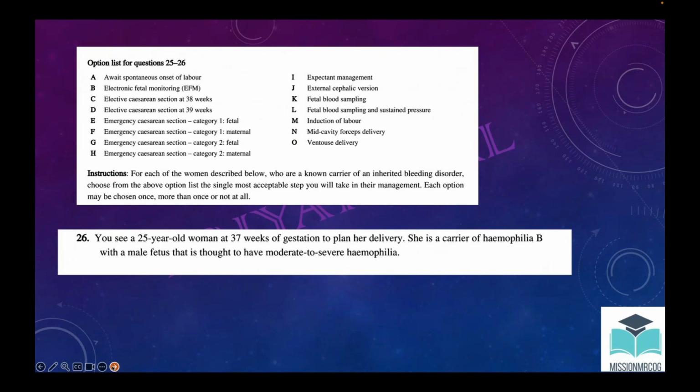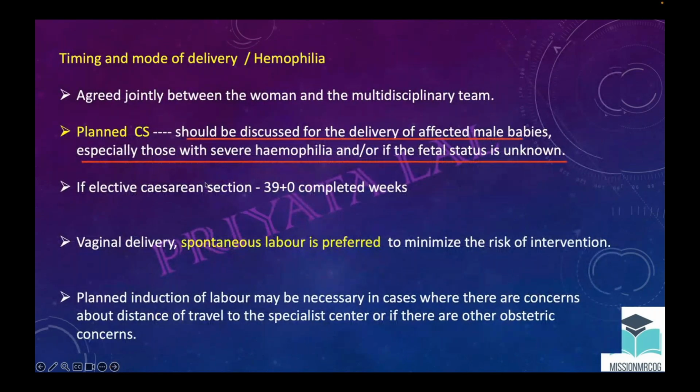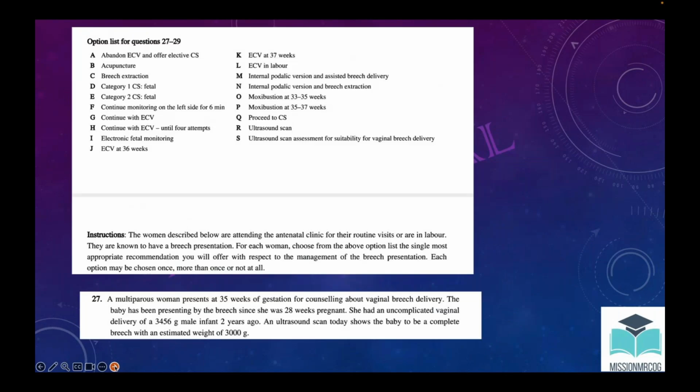Option D. Yes, very nice. A cesarean section to be done by 39 weeks. So elective cesarean by 39 weeks, planned section, if the baby status is not known or if it is a male. Okay.